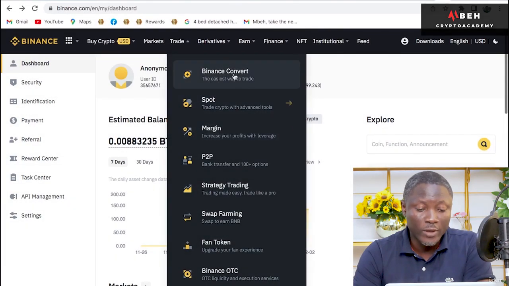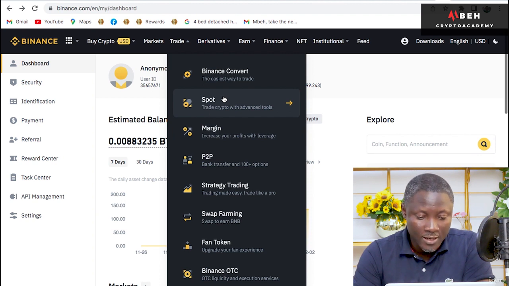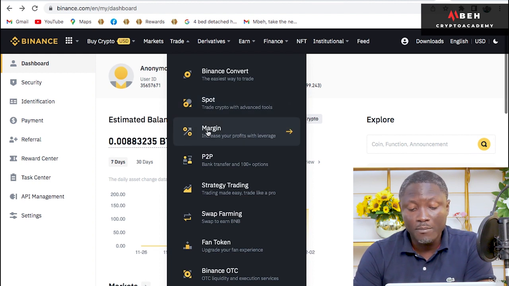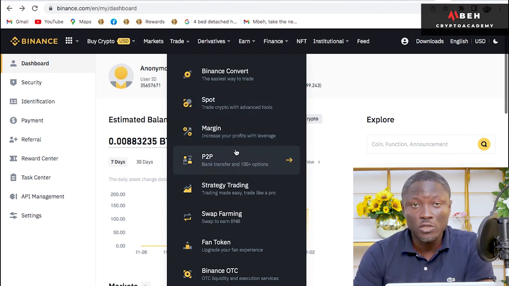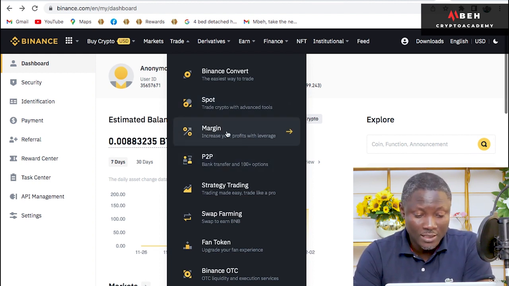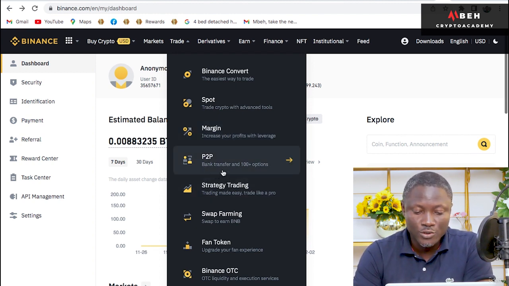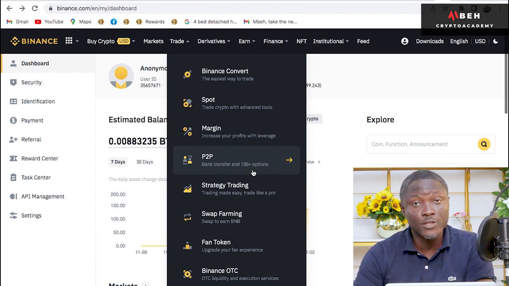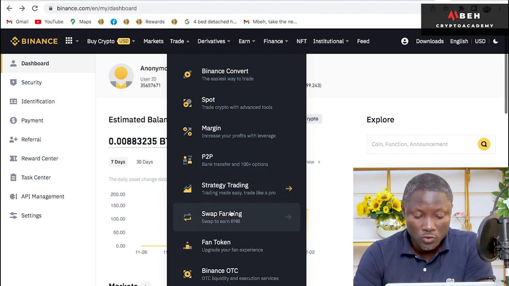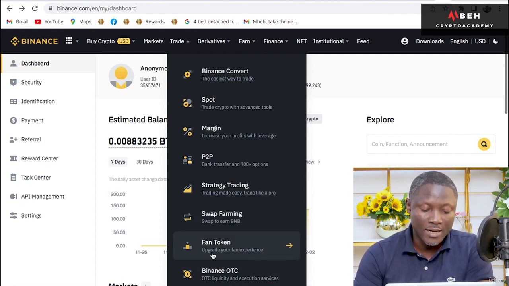However, if we click on spot, some of you might be asking, what is the use of this spot? This is actually trading in different categories. You have spot trading, you have margin trading, where you want to leverage your money. You can borrow money in margin trade and give the money back. Then you have bank transfer and 100 options, that's peer-to-peer. And you have strategic trading. You have swap farming, where you swap to earn BNB. You have fan token. Then you have Binance OTC, that's kind of liquidity and execution services.